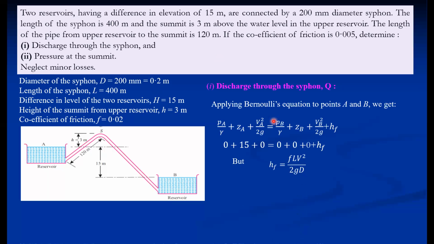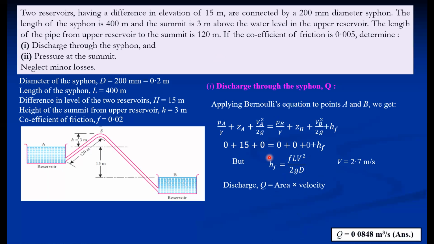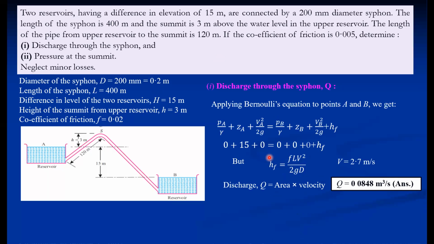Once we get HF, then HF is equal to f L V square by 2 g d. In this equation f is given, length is given, diameter is given, and HF is already obtained. We can calculate velocity, and once we get velocity, we can calculate discharge Q equal to area into velocity. So discharge comes around 0.0848 meter cube per second in this case. Now the second case; the first case was to calculate discharge.